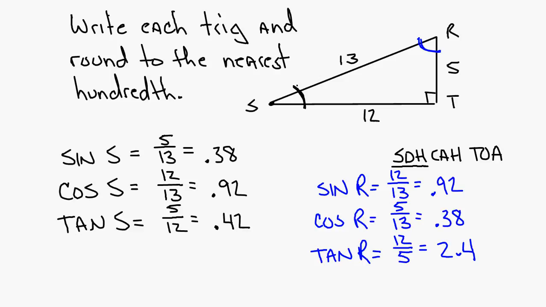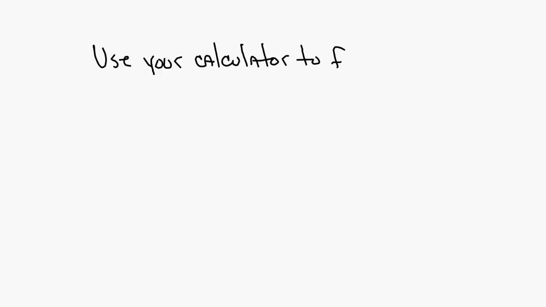The other thing you're going to do is just calculator problems today. Wait, so those are the answers? Yes, sir. You still working? On page 542, you're asked to use your calculator to find each ratio. And we're going to say rounded to the nearest hundredth.